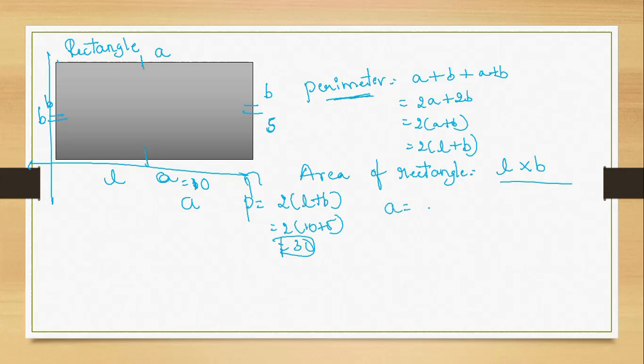To find the area, we want to multiply the length with the breadth. So 10 into 5, the area is 50. This is the area of the rectangle.